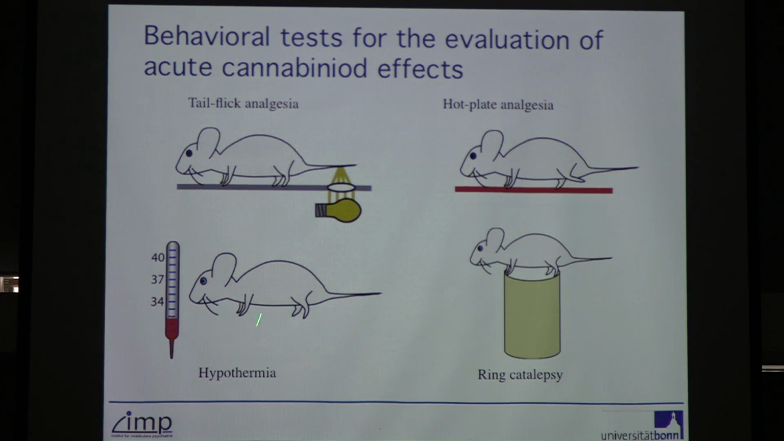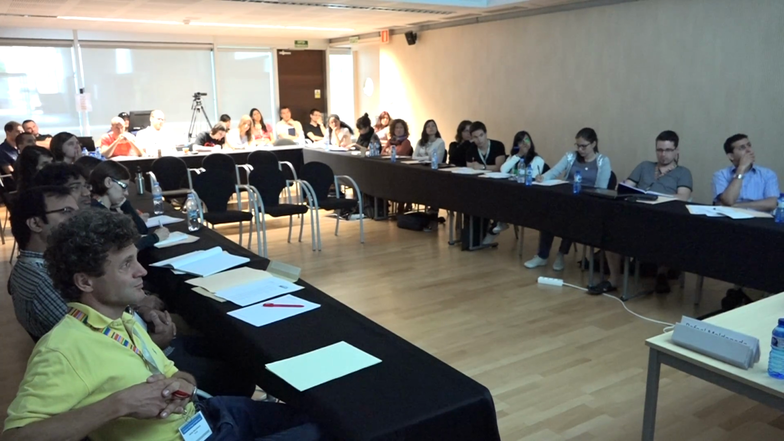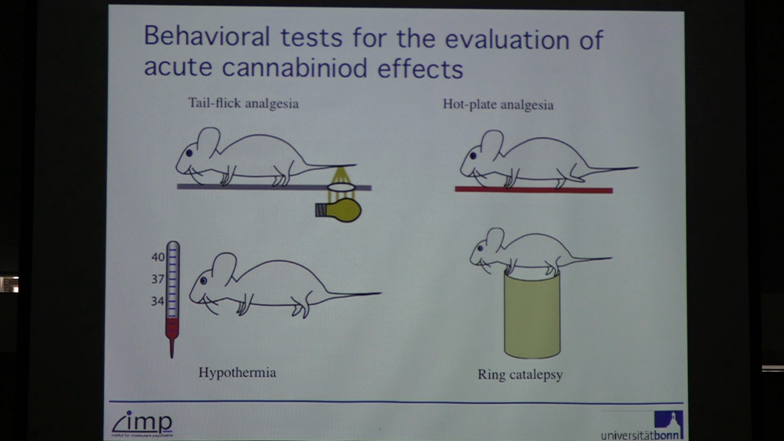Another one: it produces a drop in body temperature. It produces catalepsy. Catalepsy is when an animal remains motionless in an unnatural position. If you put it on a ring, a normal mouse would just jump down, a cataleptic mouse will remain there. If you put a mouse on an inverted platform, head down like this, a normal mouse will just move around.